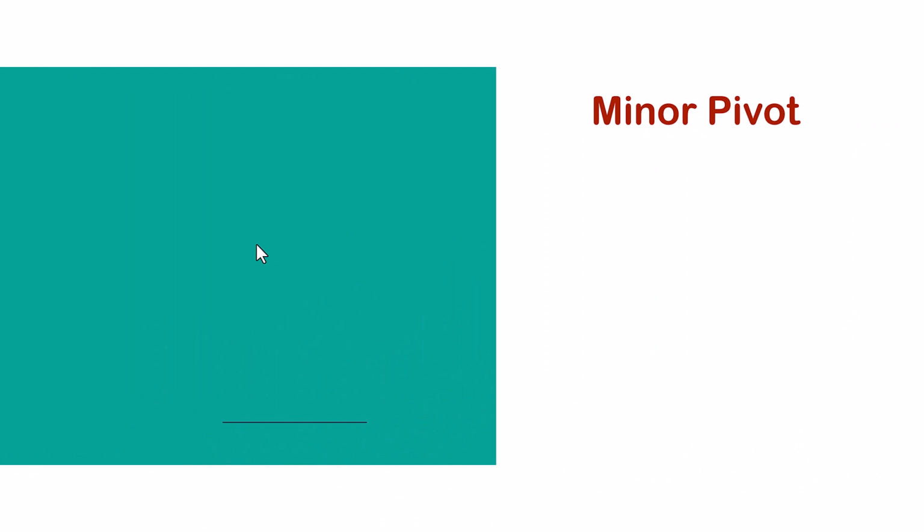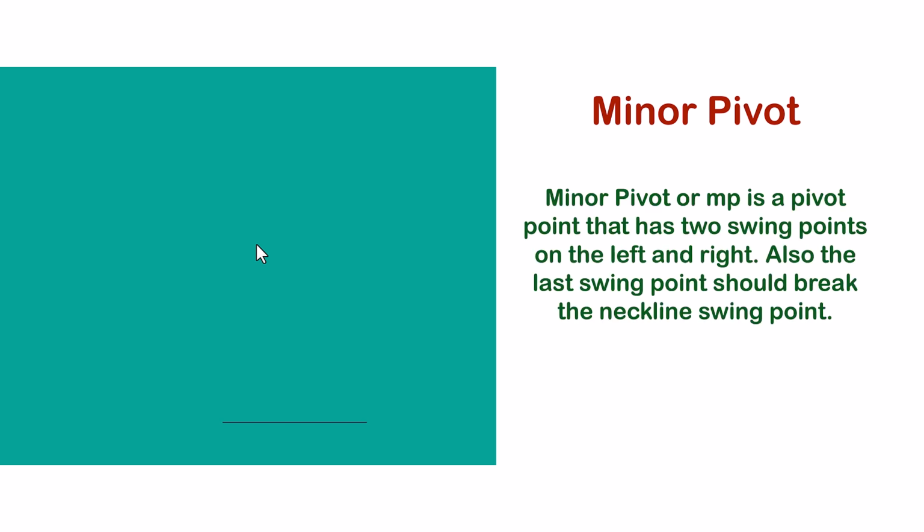We have minor and major pivots, and they have their own characteristics and uses. This video is about minor pivots. We talked about swing point highs or SPHs and swing point lows or SPLs in the first video of this playlist, so make sure to watch that video first.